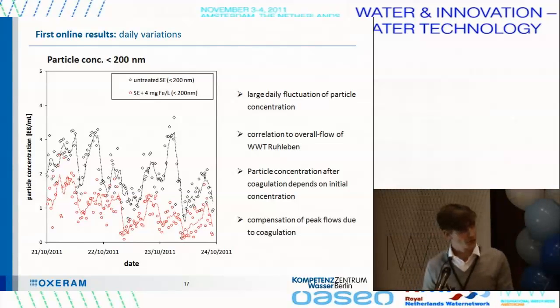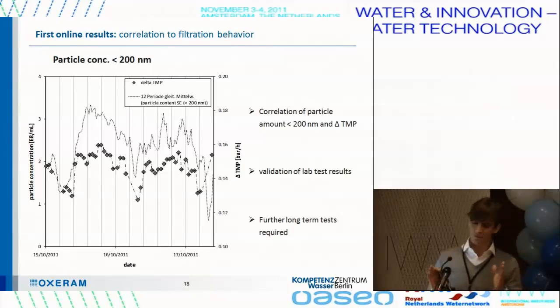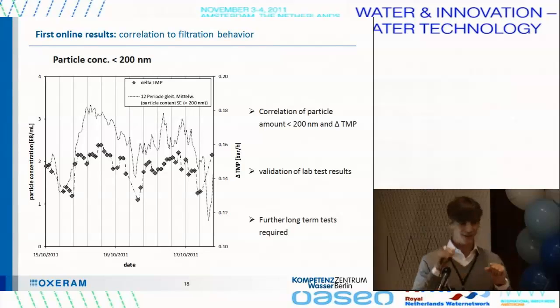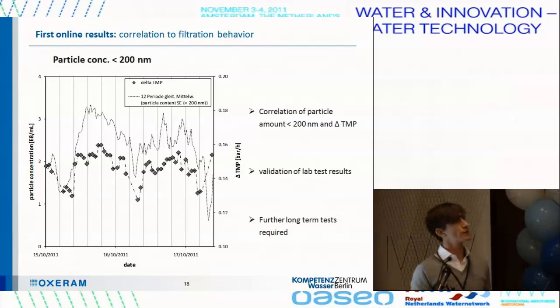But what's with the filtration behavior in the pilot units? These are very fresh results, and it needs further long-time tests. But also in our first online measurements, we find a very good correlation between the particle amount below 200 nanometers and the filtration behavior, which is plotted here as delta TMP. It means the difference of the TMP in the beginning and in the end of one filtration cycle between two backwashes. It's also an indicator for the reversible fouling, I think. So. Okay.